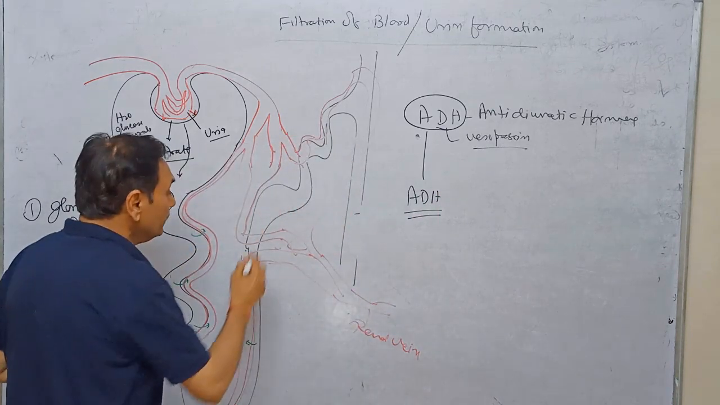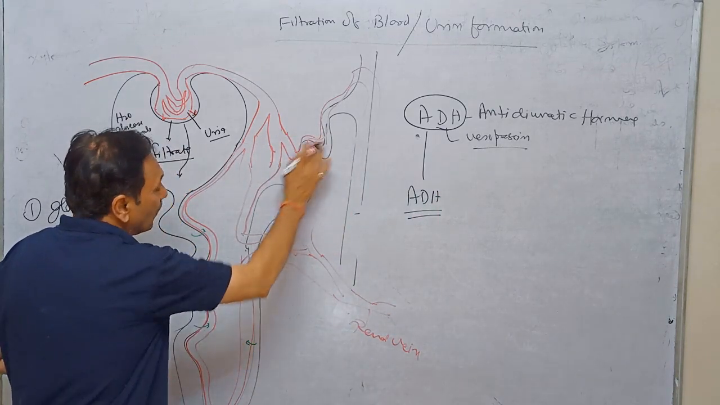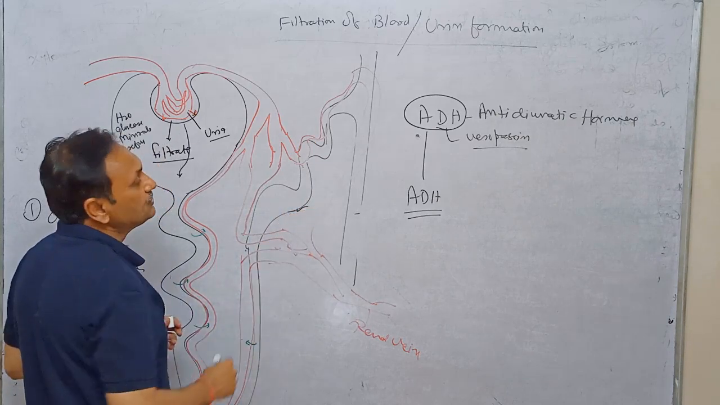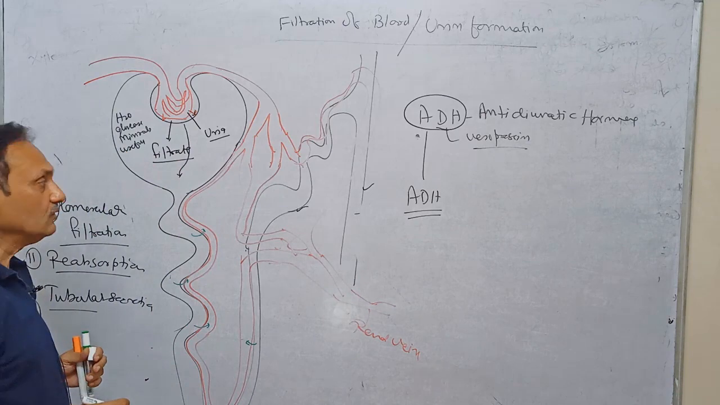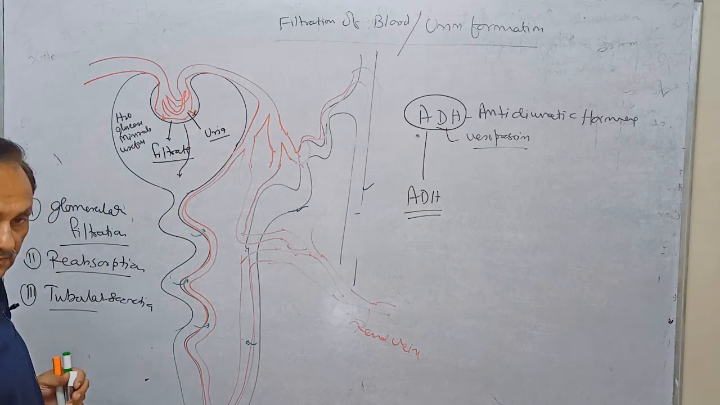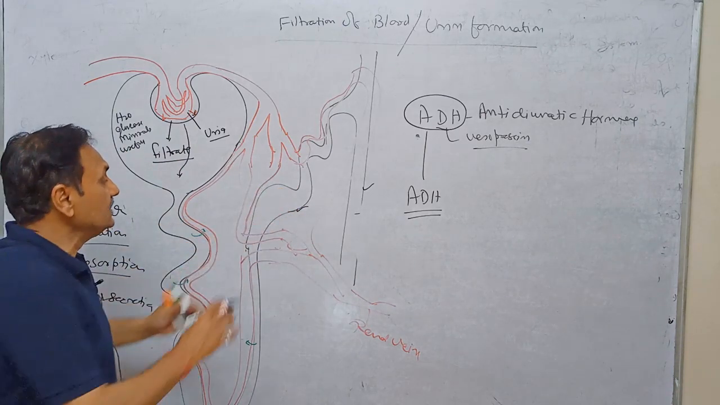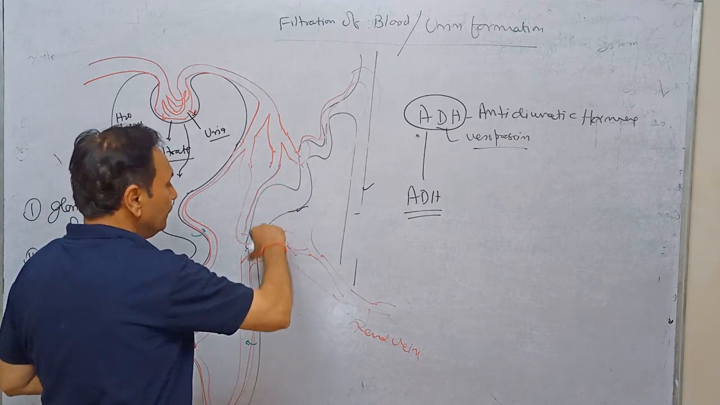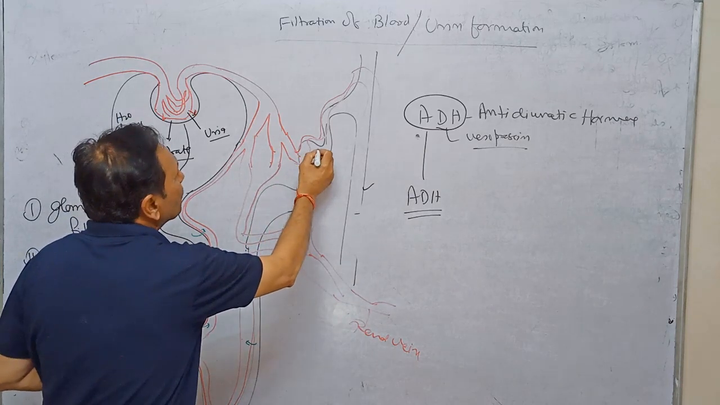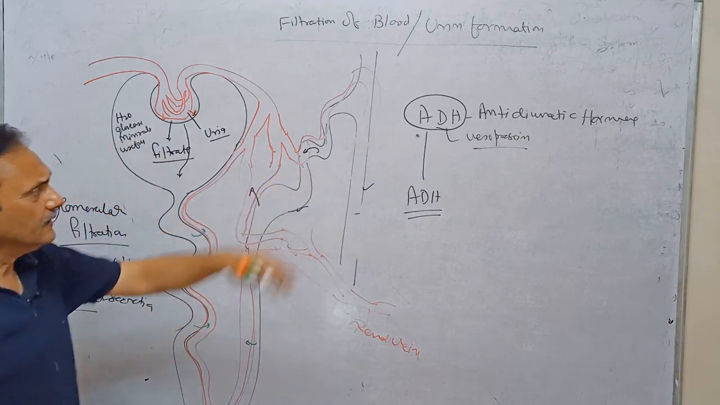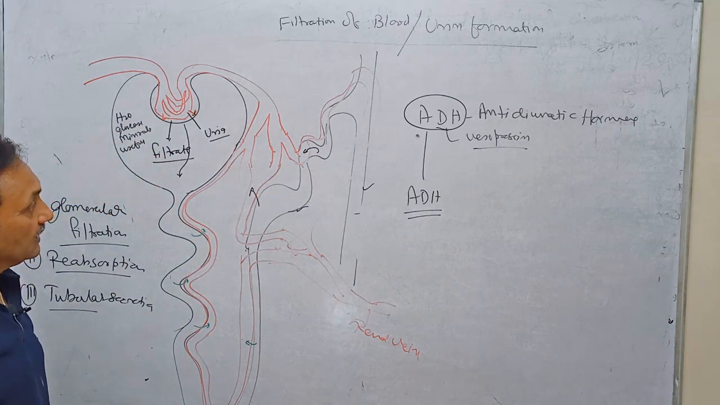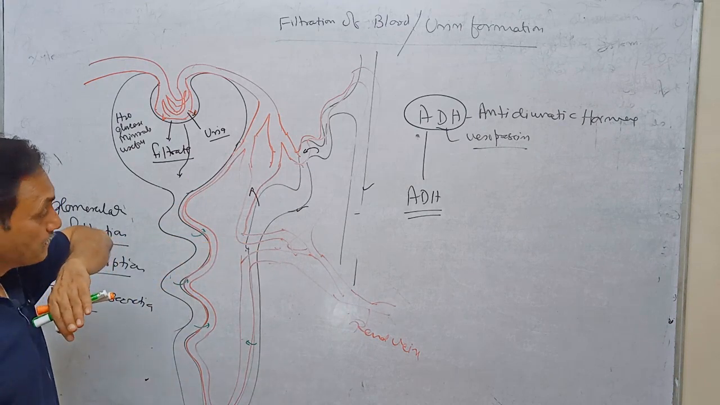Previously it has been observed that the wall of the DCT and of the collecting duct is impermeable to water. But whenever ADH is released, it converts impermeable to permeable, and water and salt start to move inside it to maintain the osmotic pressure.